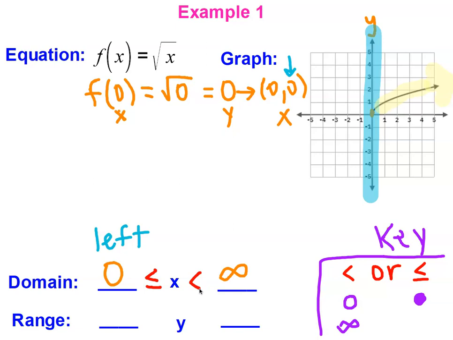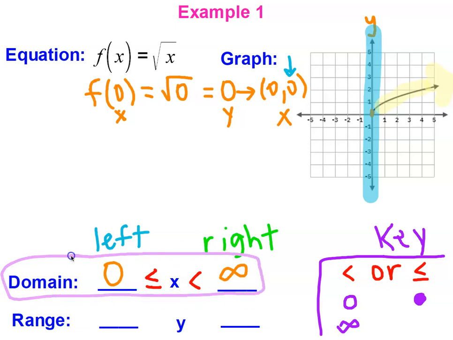All right, so I'll write this down right here. You're going left to right, and then you're going to choose which inequality sign to use, less than or less than or equal to. So here we have it. This would be our domain. Okay, now let's talk about the range. So I'm going to erase this.